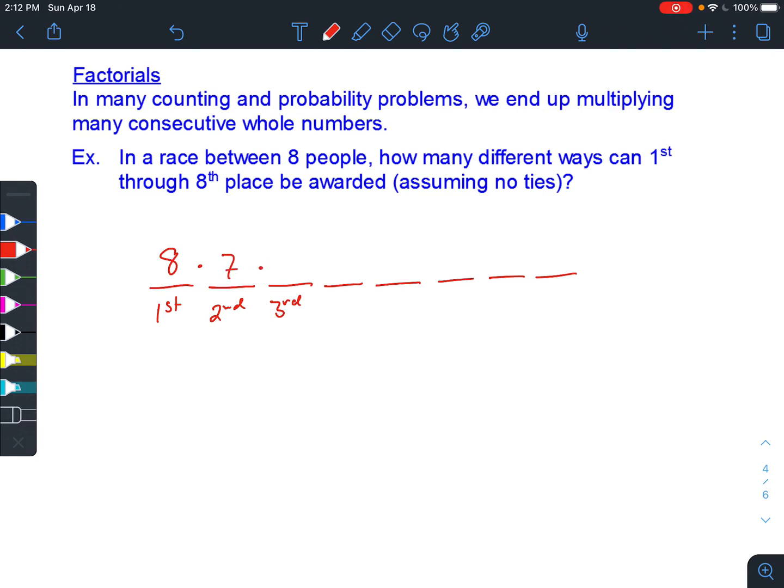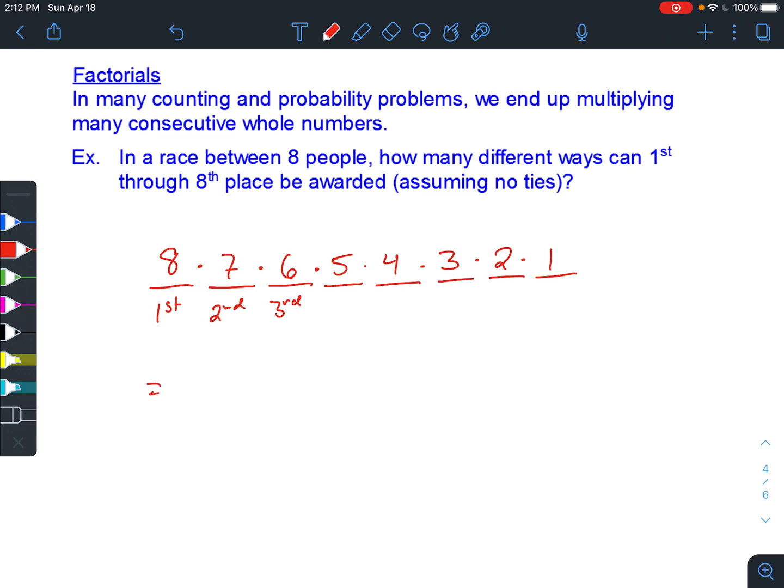All right, now 2 people have crossed the finish line. That leaves 6 people working to try to make it to be third place. Okay, and we basically can follow that pattern, times 5, times 4, times 3, times 2, times finally there's only 1 person left to come in 8th place. All right, so to calculate that, we multiply 8 times 7 times 6, etc.